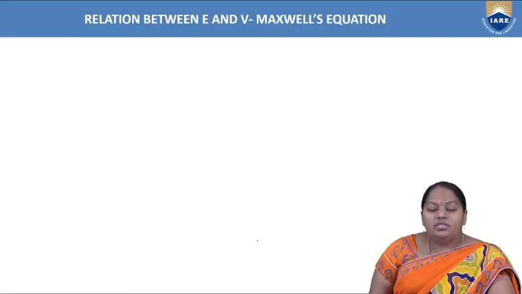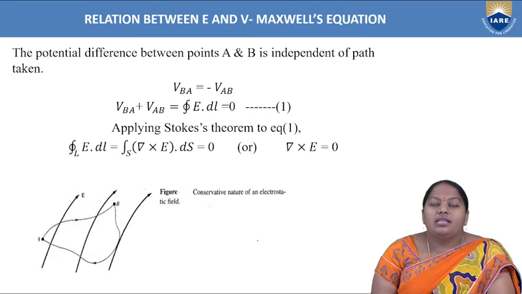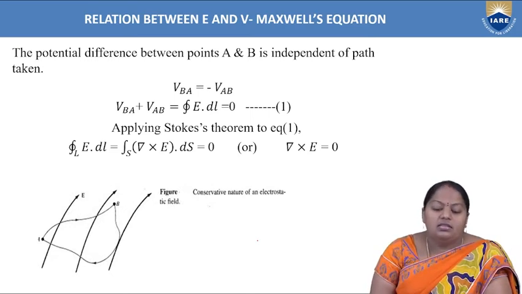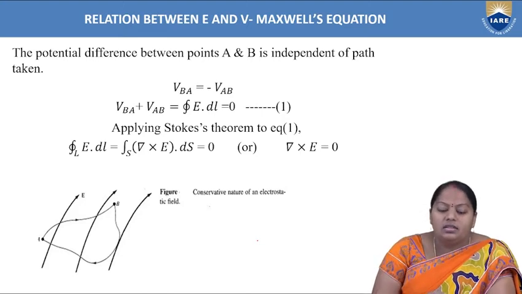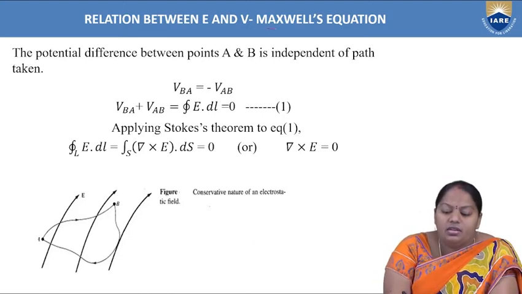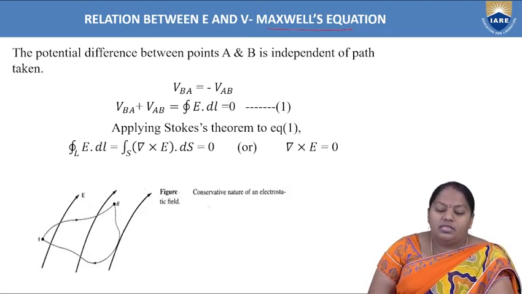Now the first one which we are going to learn is the relationship between electric field intensity E and the electric potential V. This yields the second Maxwell's equation to be derived for electrostatic fields. Hence, the resultant relation between E and V is said to be Maxwell's equation for electrostatic fields.